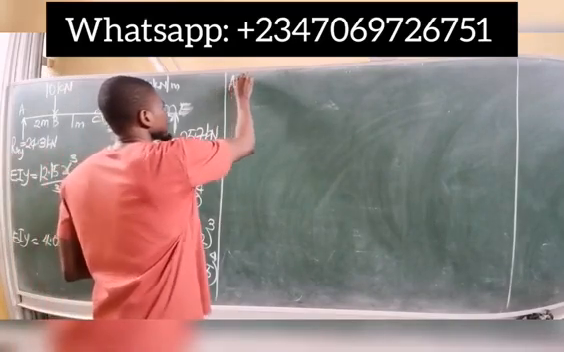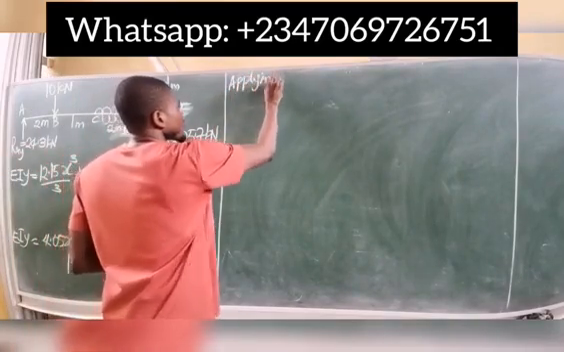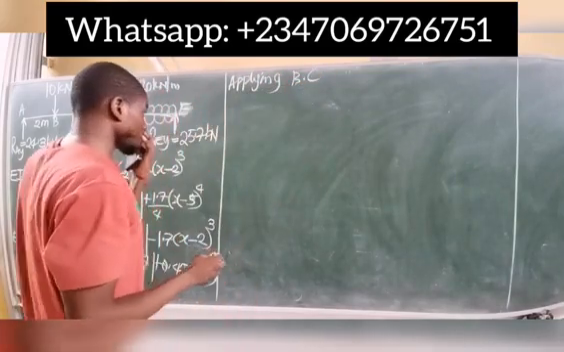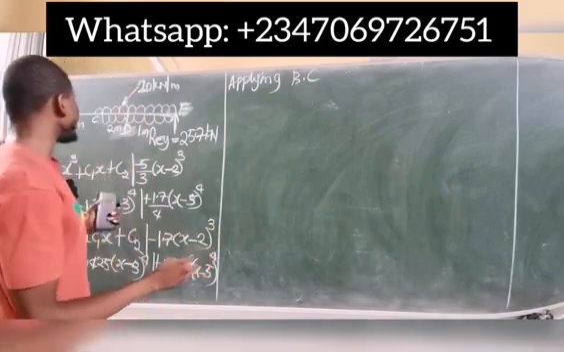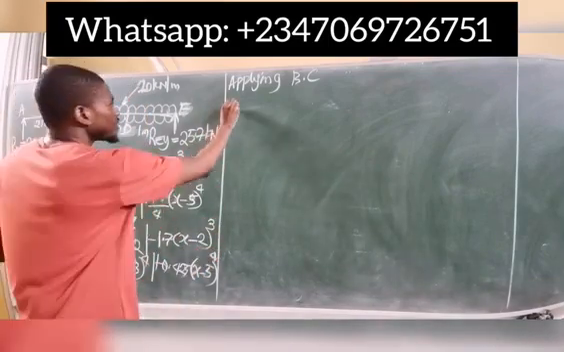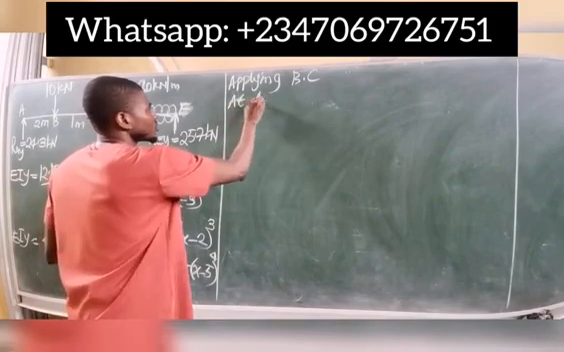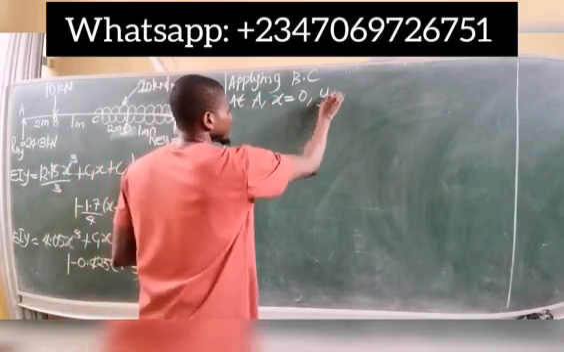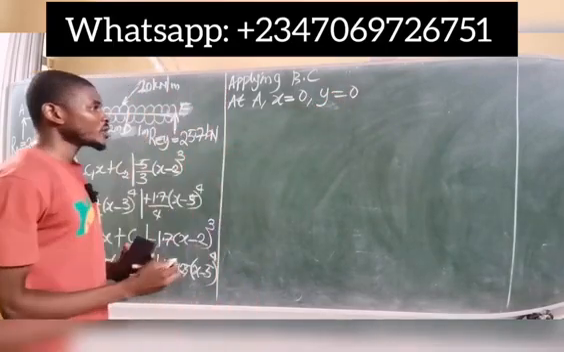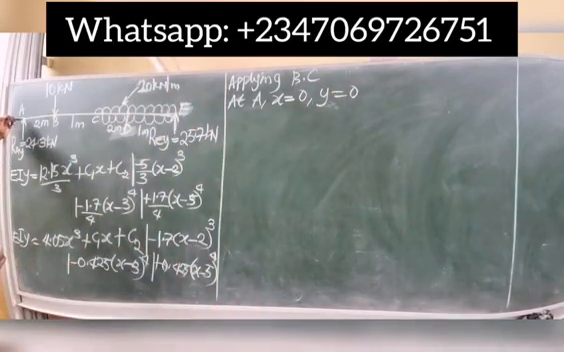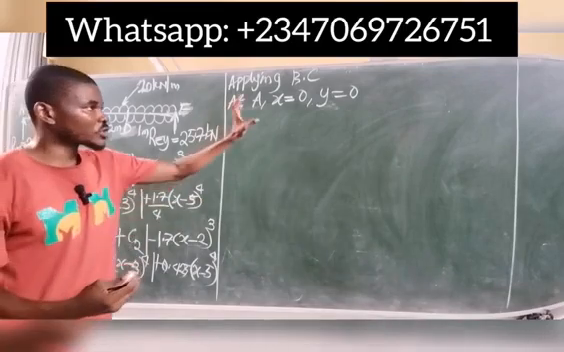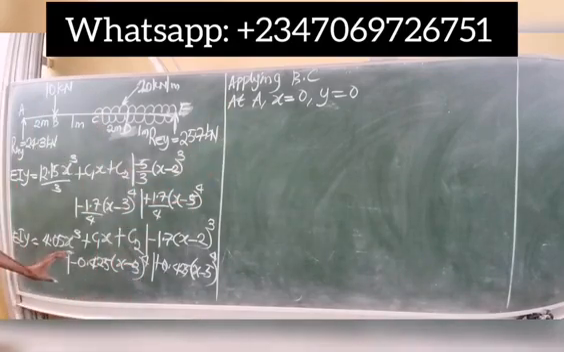Applying boundary conditions. BC simply means boundary conditions. At the beginning of the beam, which is at point A, the value of x is always 0, and also there is no deflection at that point, so y is also 0. So we substitute these conditions now into the deflection equation.